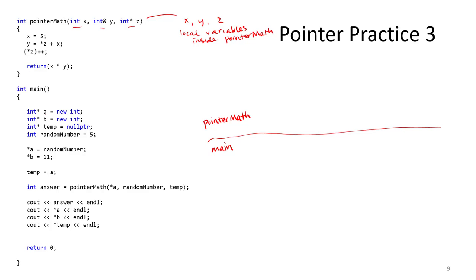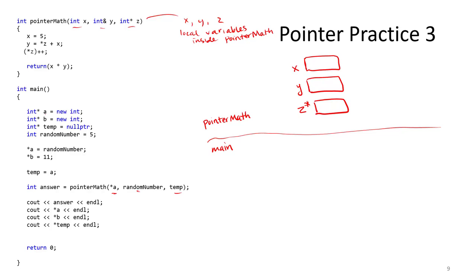Inside pointer math, I'm going to have a variable named x, a variable named y, and a variable named z, which is a pointer. But these variables, x, y, z, are only going to exist inside pointer math. However, when I call pointer math, some values from main are going to be plugged in. We'll return to pointer math a little bit later. For now, let's just draw those variable boxes so that they're ready to go.